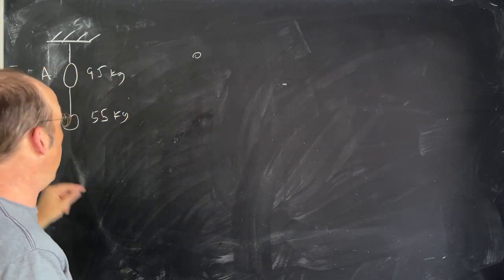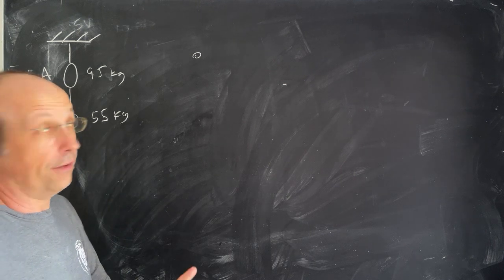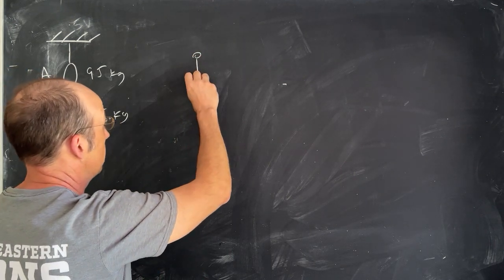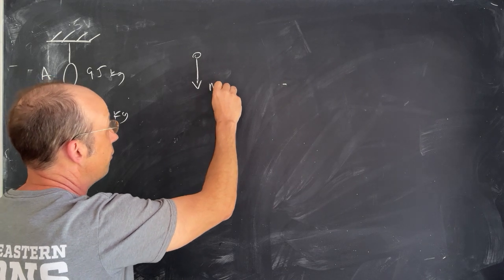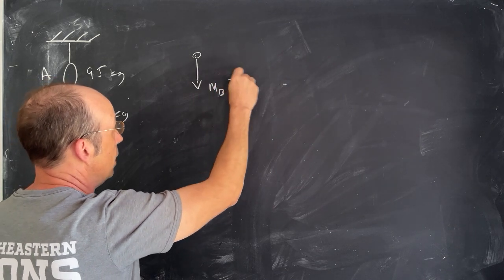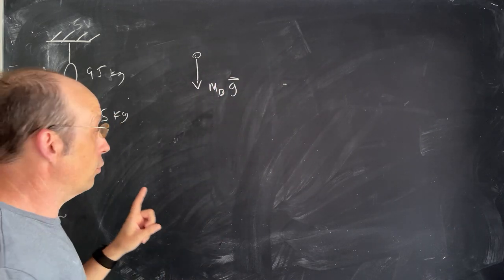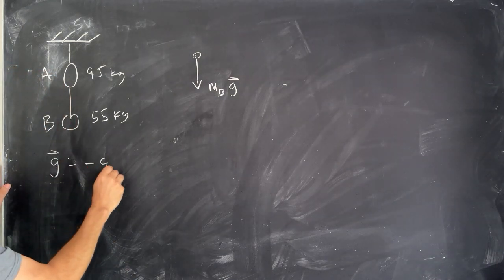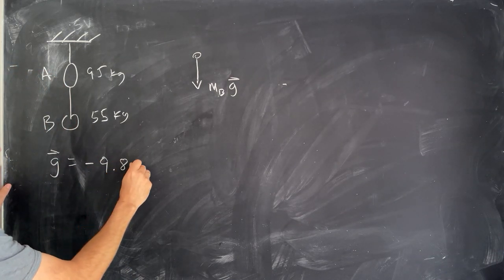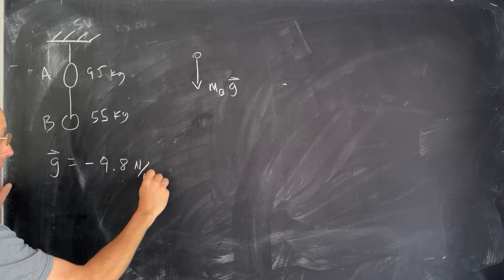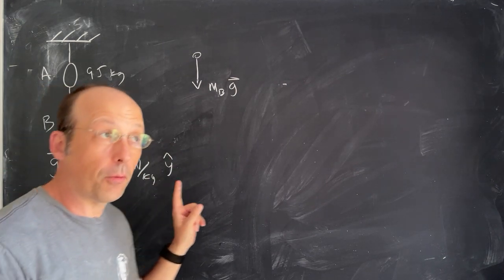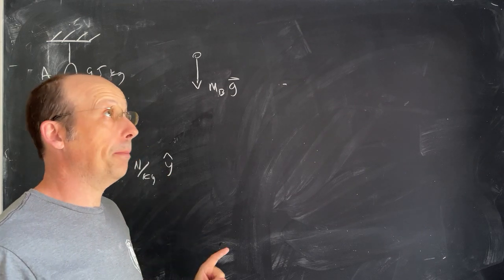So I have a downward gravitational force. I'm going to write that as mg and draw it as a vector going down. I'm going to call this m_B g. And g is a vector, don't forget. So g is the vector negative 9.8 newtons per kilogram y hat. I'm using y hat as my notation for the y component.